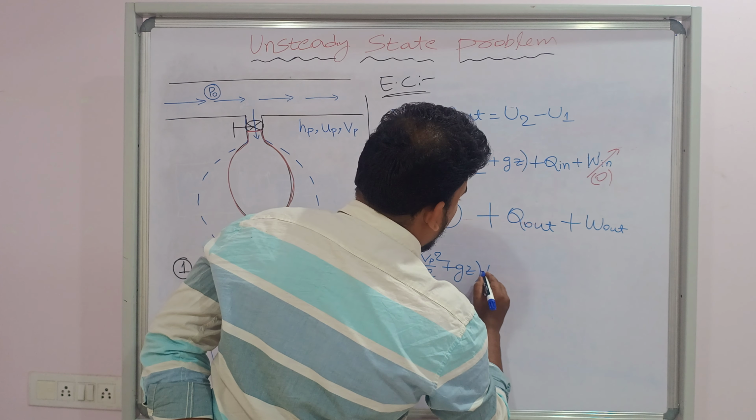Mass in times enthalpy of the pipeline air, plus Q in, or Q out, minus W out, is equal to change in energy of the system, okay? If you know all the quantities, they will be specified in the exam. Mass in you already know, I have already specified m2 minus m1, because there is no mass out.